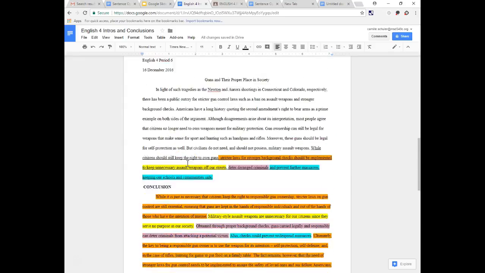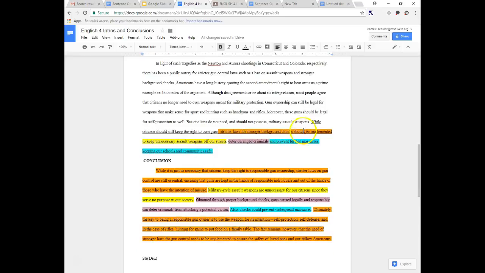this paper on gun control. All right, the thesis statement says that while citizens should keep the right to own guns, see right here, here's the argument in orange: stricter laws for stronger background checks should be implemented. So that's what the student wants, is stricter background checks for gun ownership. And there are three topics, three reasons why: to keep the assault weapons off the streets, to deter deranged criminals, and to prevent further massacres.